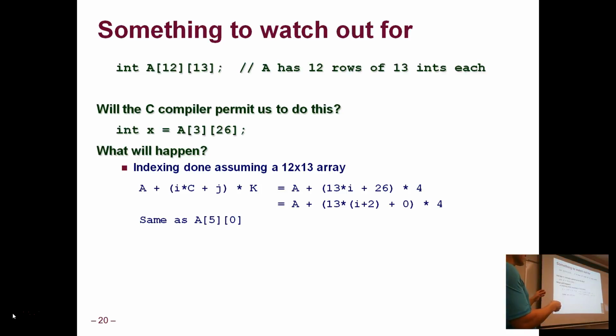So it's going to use the same number of columns and multiply it by the row number, because that's baked into the compiler. You saw that in the instructions. The indexing code is baked into the instructions the compiler generates.